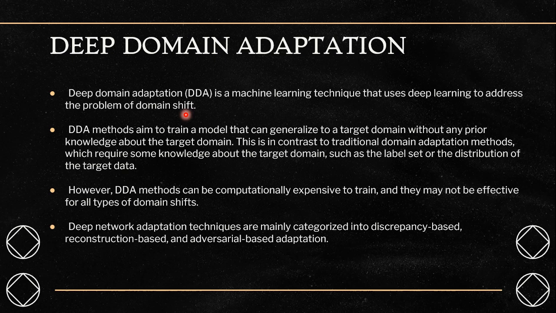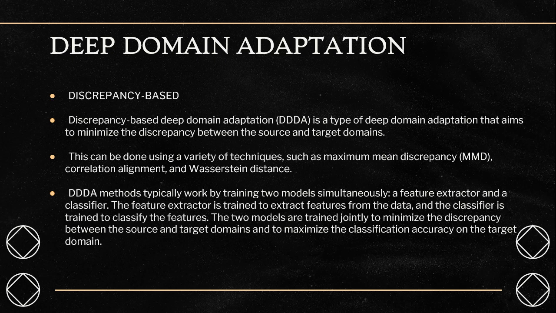It aims to train the model without any prior knowledge, so that the training data and the testing data minimize the discrepancy between them. It can further be categorized into the discrepancy based or the reconstruction based, as we saw in the previous feature based adaptation. And third was the adversarial based adaptation. But as we know, deep learning uses a lot of data, so it is computationally expensive in comparison to the previous techniques. So let's talk first about the discrepancy based domain adaptation.